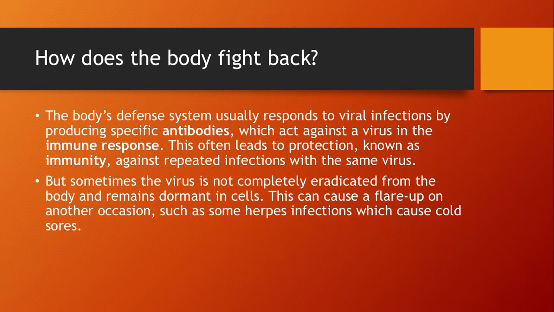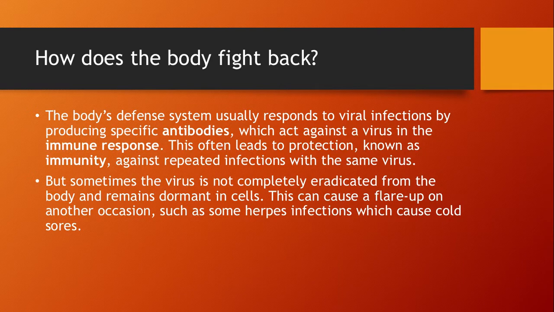So, how does the body then fight back against viruses if you are infected? Well, the body's defense system usually responds to viral infections by producing specific antibodies, which act against a virus in the immune response. This often leads to protection, known as immunity, against repeated infections with the same virus. But sometimes the virus is not completely eradicated from the body and remains dormant in cells.